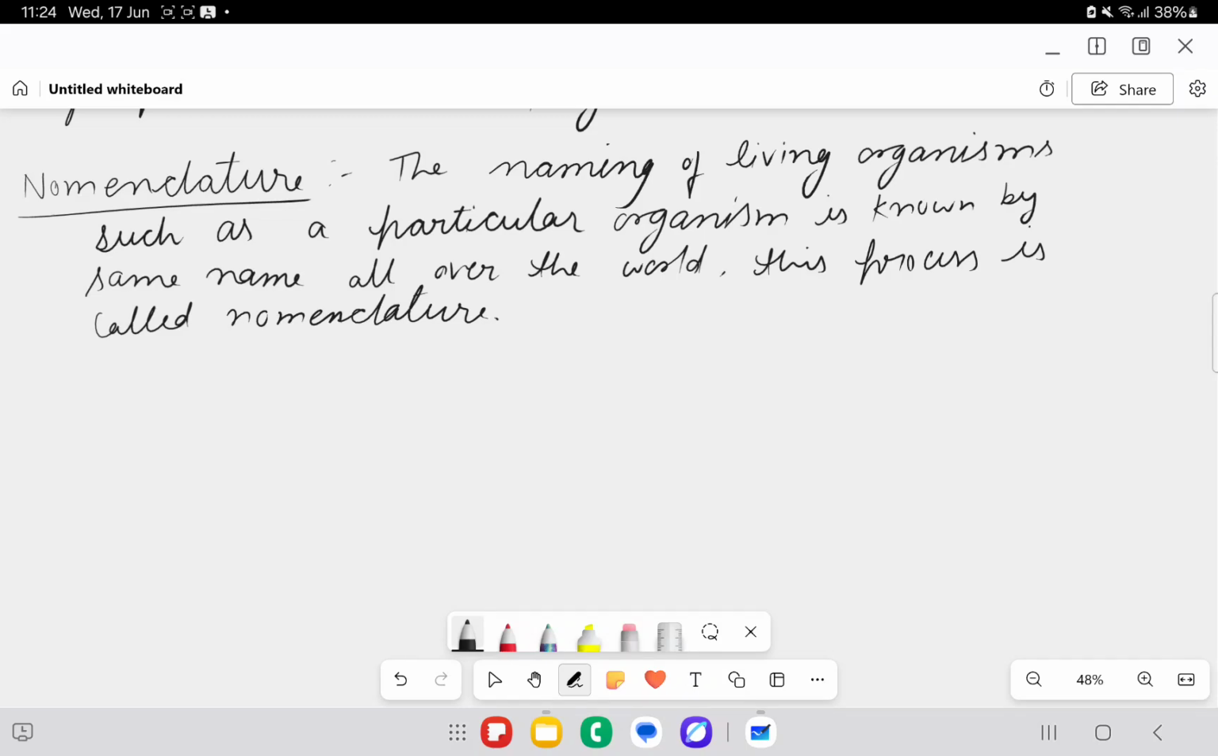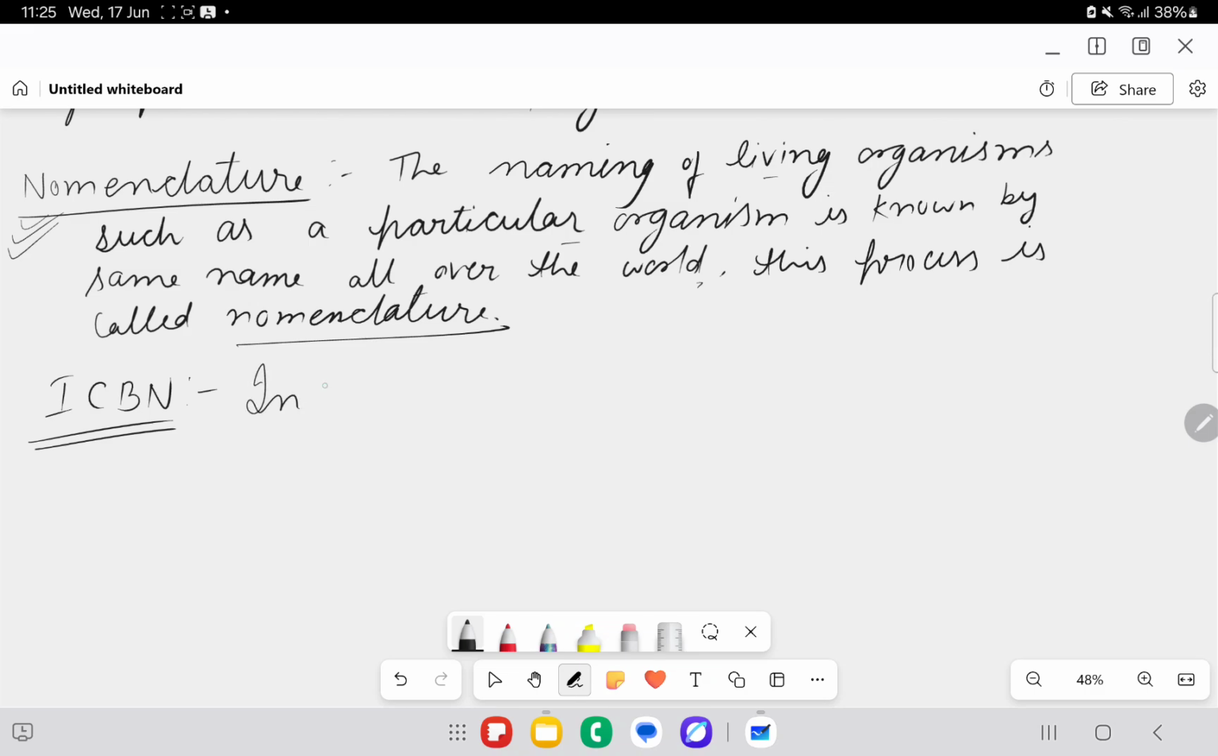The second definition is nomenclature, the naming of living organisms such that a particular organism is known by the same name all over the world. This process is known as nomenclature. The rules related to nomenclature, how a name should be given to a particular animal or plant, are defined in two rule books by two institutes. The first is ICBN, the rule book for defining plant species.